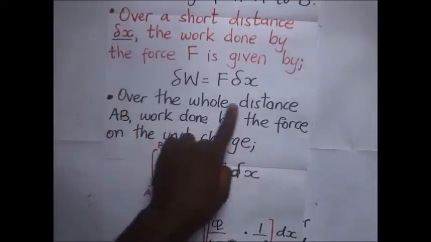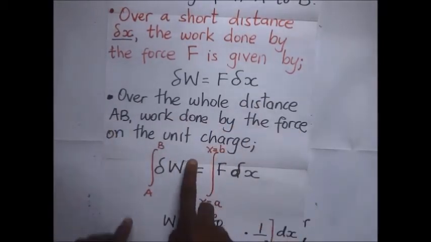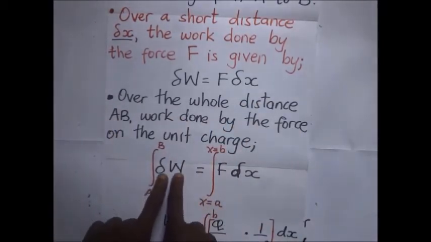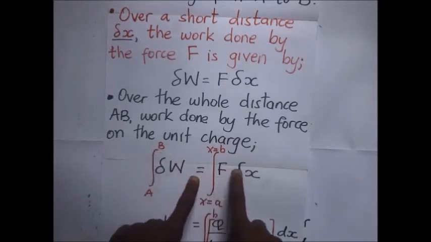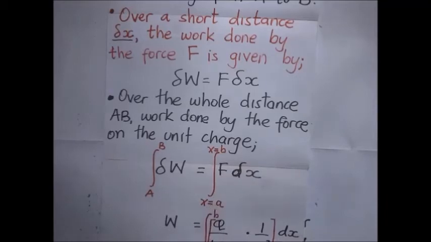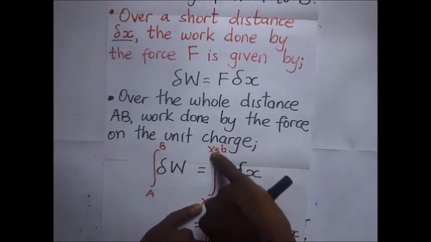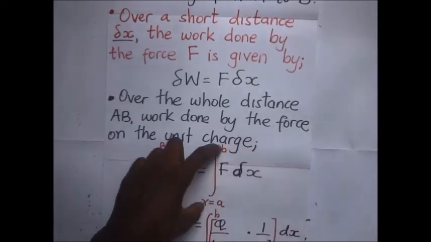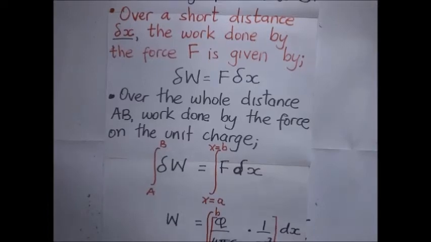So meaning that over the whole distance AB, the work done by the force on the unit charge, that is, the work done to move from A to B, is going to be equal to force times distance. So you are going to integrate from the point when x is equal to A to the point when x is equal to B. And these distances are the distances from the charge Q, capital Q.